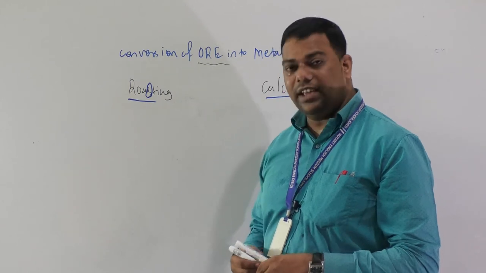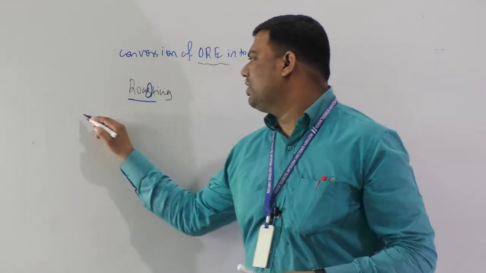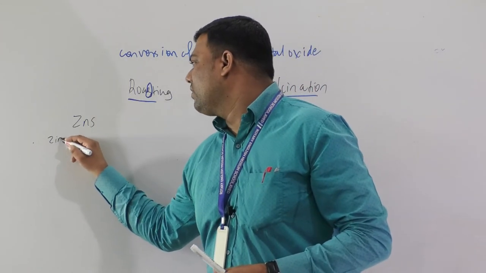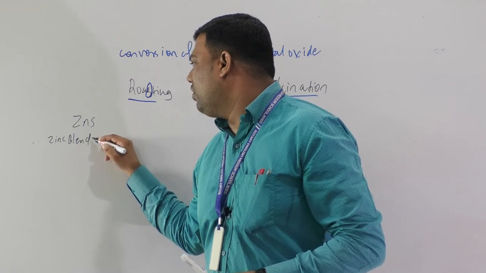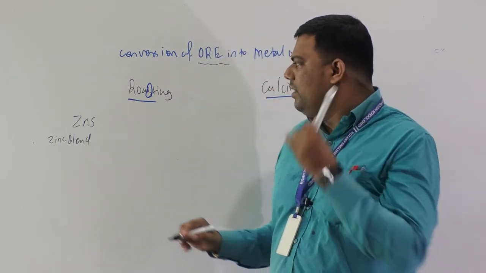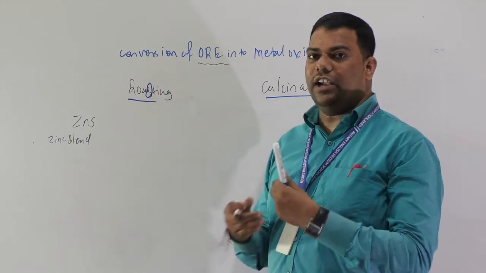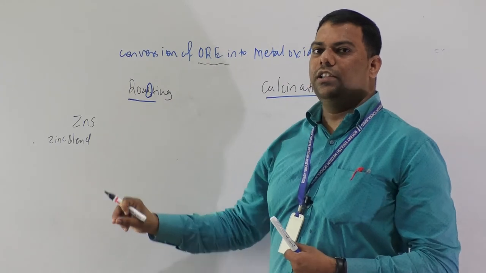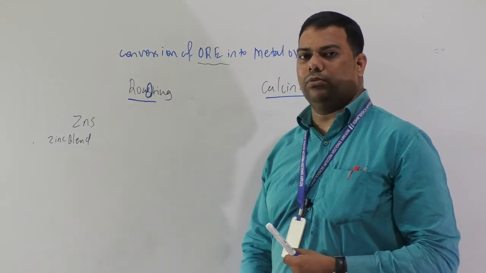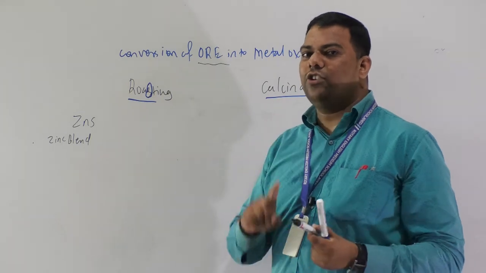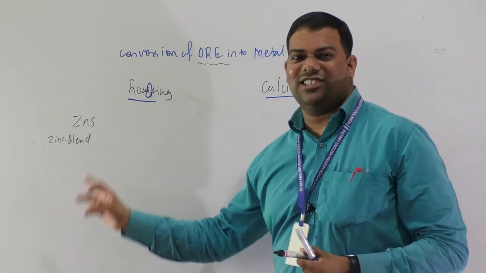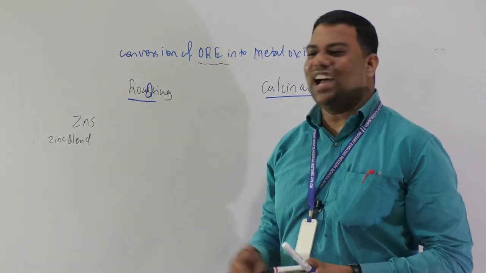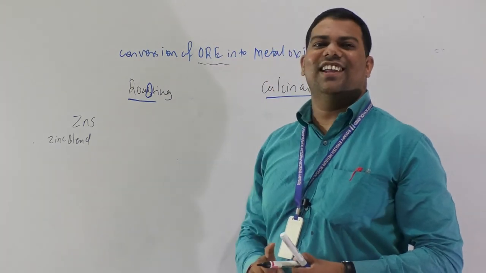So see here, we will take one example, especially ZnS. Yes, zinc blende, one of the ores of your Zn. So here roasting, how can we define this? Whatever ore we heat in the presence of oxygen. Why in the presence of oxygen? Because we want to convert this sulfide ore into its oxide. So that's why we must have heating here.